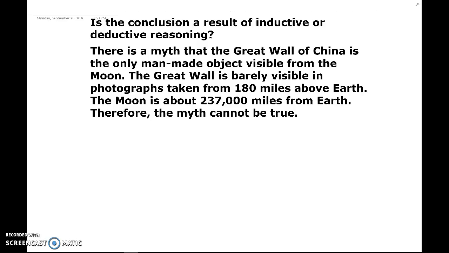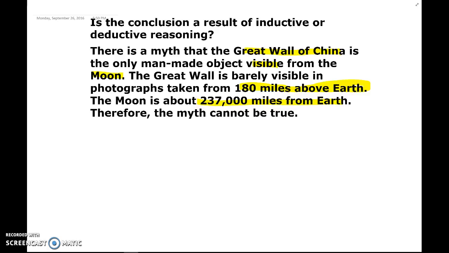All right, so the question says, is the conclusion a result of inductive, so using patterns or observations, or deductive reasoning using facts, definitions, or properties? So it says, there is a myth that the Great Wall of China is the only man-made object visible from the moon. So it's saying that you can see it from the moon. The Great Wall is barely visible in photographs taken from 180 miles above Earth. So it's barely visible from 180 miles above Earth. The moon is about 237,000 miles from Earth. Therefore, this myth cannot be true.